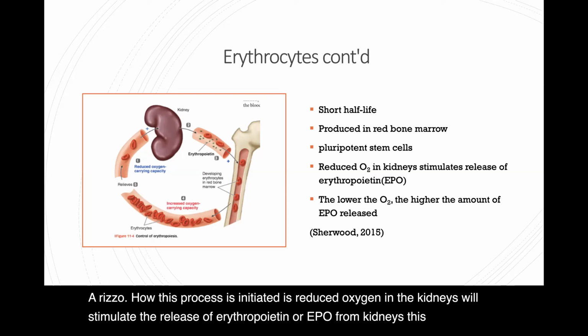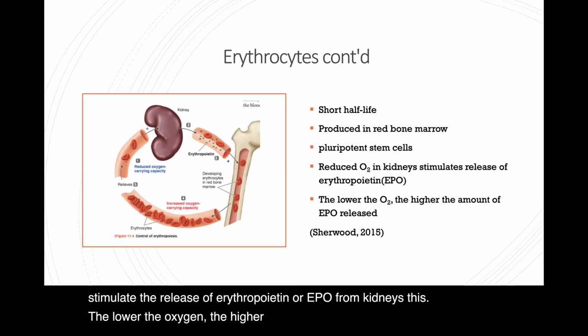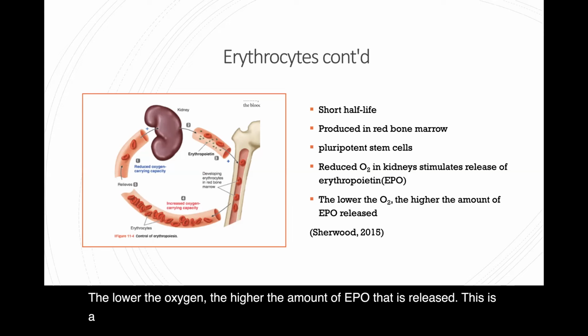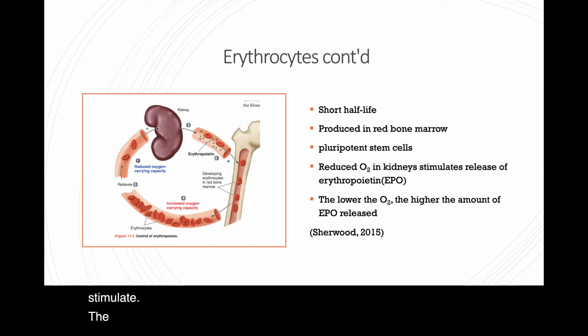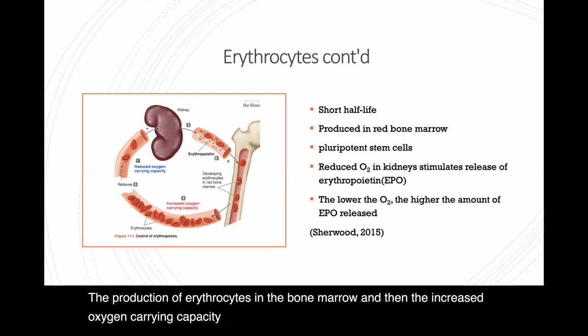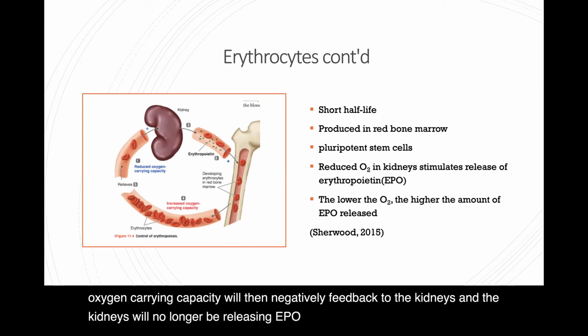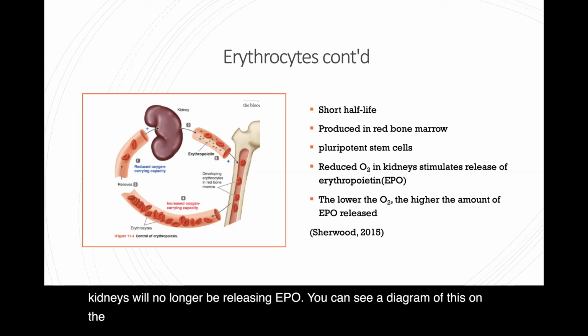The lower the oxygen, the higher the amount of EPO that is released. This erythropoietin will then go to the red bone marrow, and this hormone will stimulate the production of erythrocytes in the bone marrow. And then the increased oxygen carrying capacity will negatively feed back to the kidneys, and the kidneys will no longer be releasing EPO. You can see a diagram of this on the left-hand side here.